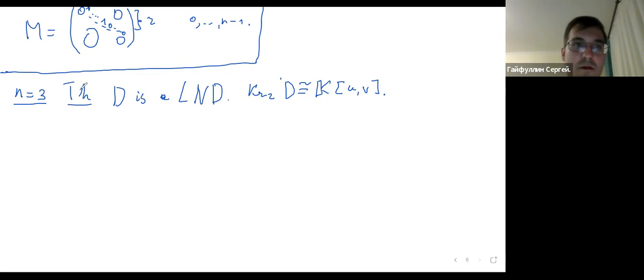Let me say that for n bigger than 4, for 5 and bigger numbers, there are locally nilpotent derivations with not finitely generated kernels. And for n equals 4, this is an open question if there are derivations with not finitely generated kernels, but of course this theorem fails.